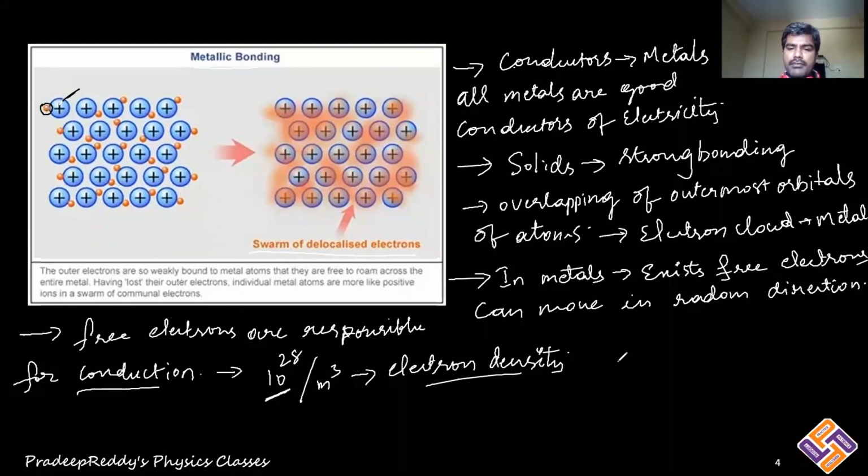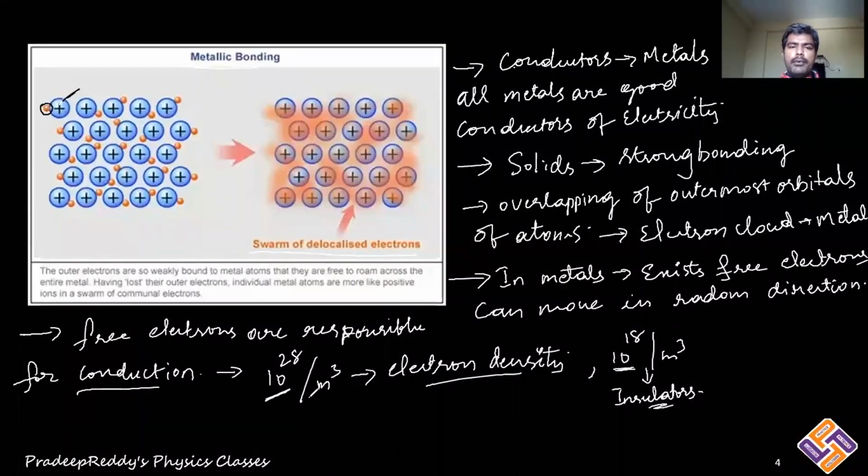Whereas in insulators, it will be of the order of 10 power 18 per meter cube. So 1 meter cube has only a value of the order of 10 power 18. This many electrons will be there, but they are bounded. As a result, insulators remain insulators. The electron cloud does not form in insulators, and electrons are not free to move. If electrons are not free to move, they are bounded. You cannot move that electron by giving a very small amount of energy. Therefore, insulators remain insulators. In conductors, as there are free electrons, they are responsible for conduction.